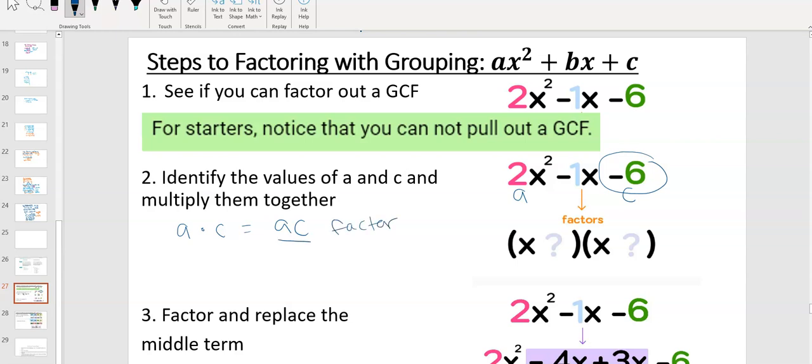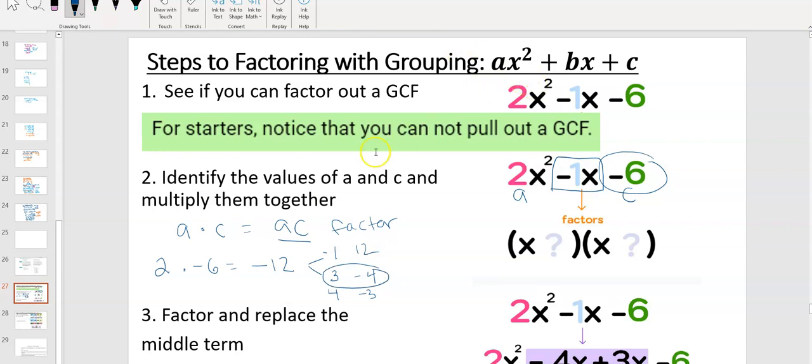Okay. So in our case, we're going to do 2 times negative 6, and that's going to get me negative 12. And those are the factors that I'm going to start listing that, when I add together, are going to give me negative 1. So 1 and 12, that's not going to give me negative 1. Negative 1 and 12, that's not going to give me negative 1. 3 and negative 4 will get me negative 1. 4 and negative 3 will not. These are the factors that I'm going to use.